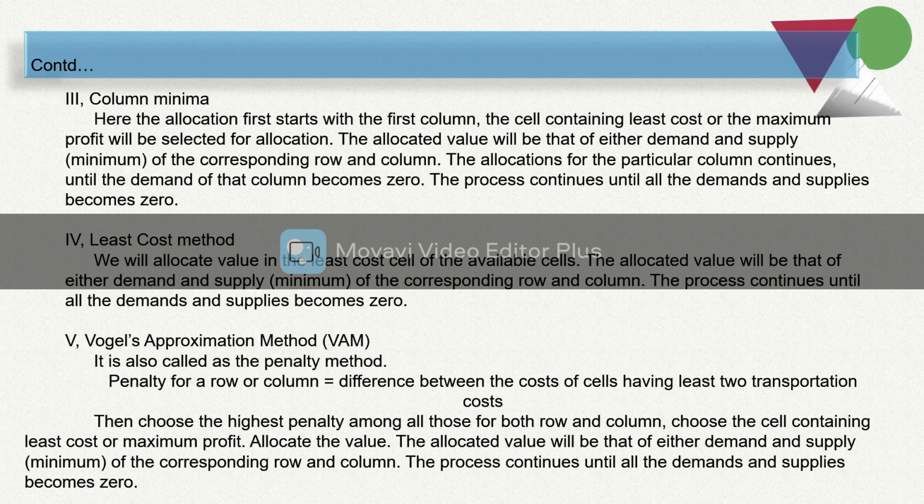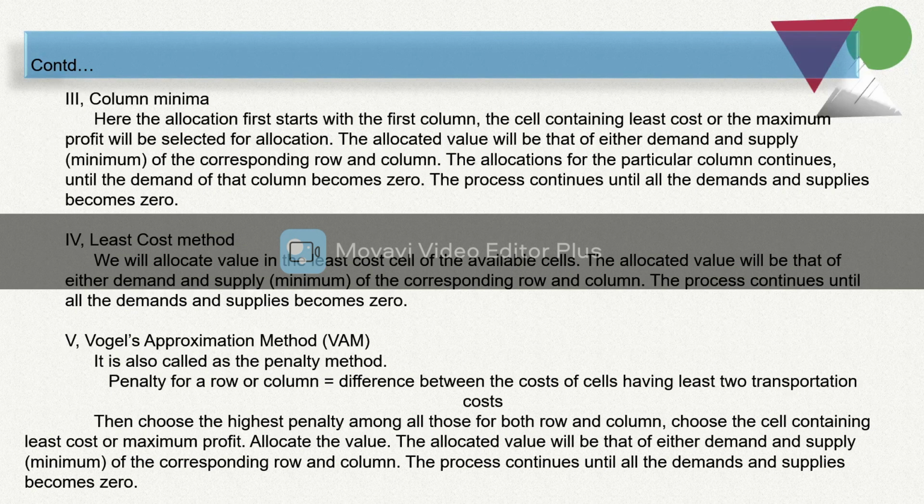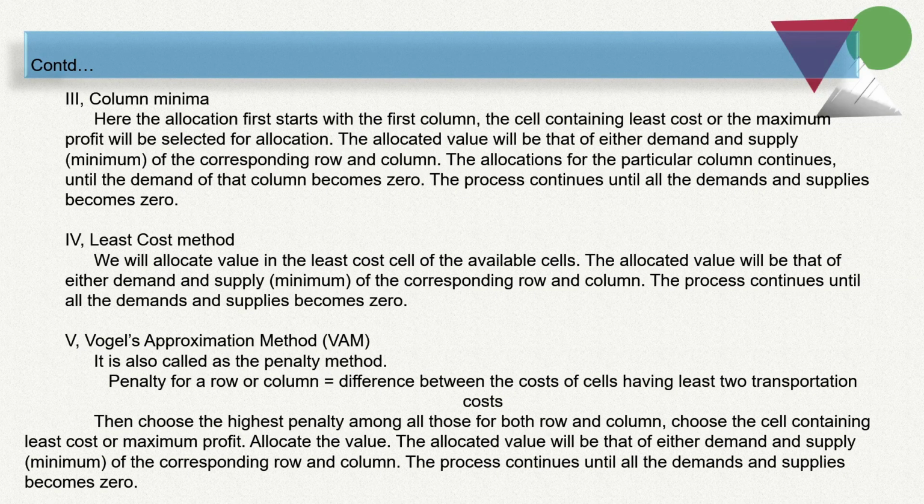Then moving to the fifth one, Vogel's approximation method. It is also called as the penalty method. The penalty for a given row or column is equal to the difference between the cost of cells having least 2 transportation costs. Then choosing the highest penalty among all those for both row and column, choose the cell containing least cost or the maximum profit and allocate the value. The allocated value will be that of either demand and supply of the corresponding row and column, and the process continues until all the demands and supplies becomes 0.